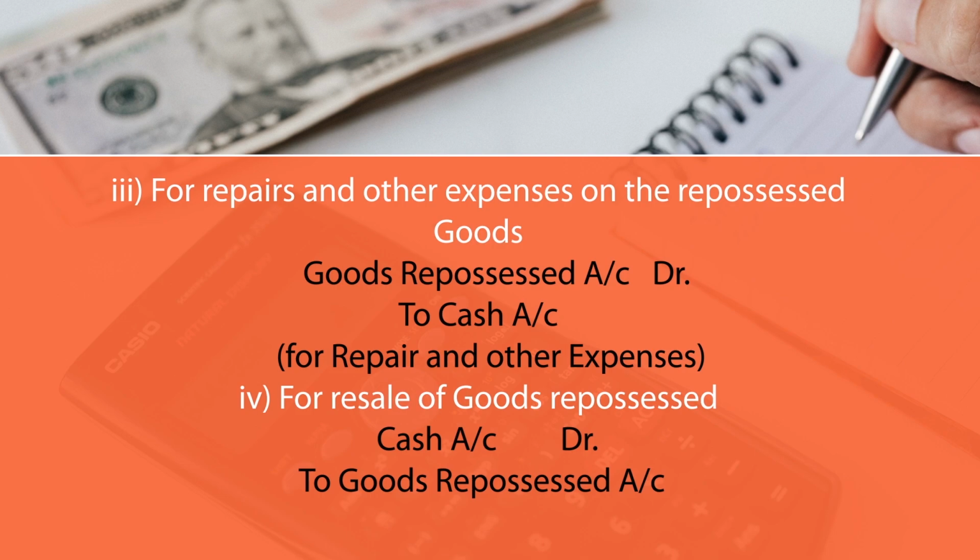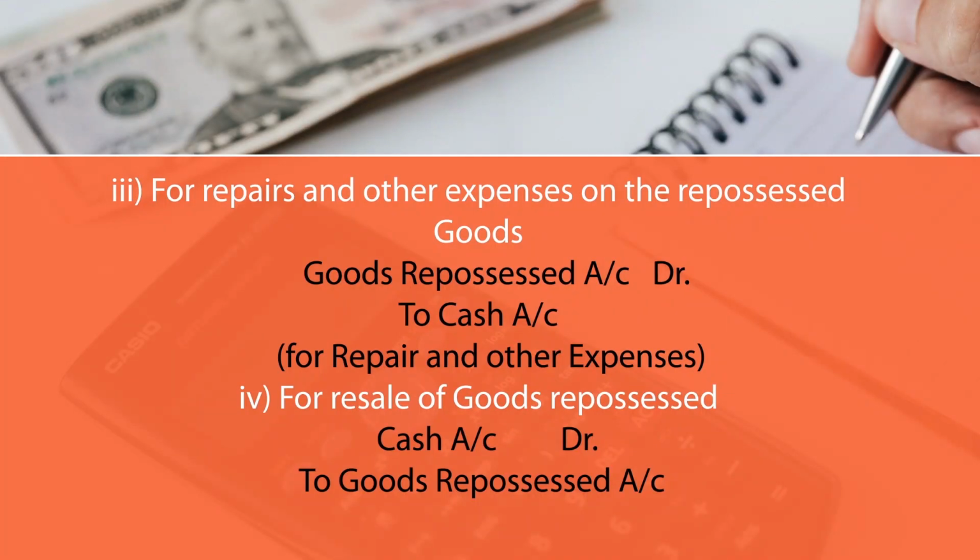The third one is for repairs and other expenses on the repossessed goods. When any repair amount is spent on the goods repossessed, the following journal entry would be passed: goods repossessed account debit to cash for repair and other expenses. Because when we make the payment for getting something repaired, of course the cash will go out of the pocket, and cash being an asset comes under the real account, and as per the rationale of the real account, debit what comes in and credit what goes out. So, here the cash is going out, therefore the cash account has been credited.